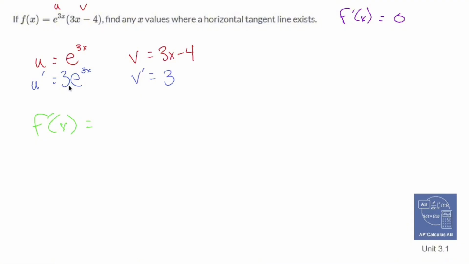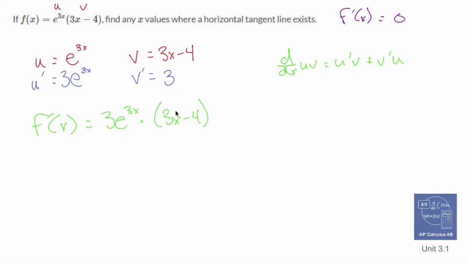So f prime of x is going to equal u prime v. So product rule, I'm sorry. If you forgot what product rule is, let me just write it out. U times v is going to be u prime v plus v prime u, the derivative of the first guy times the second guy plus the derivative of the second guy times the first guy. So the derivative of the first guy is 3 e to the 3x times the second guy, which is 3x minus 4.